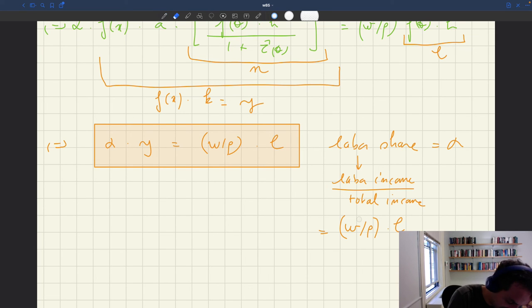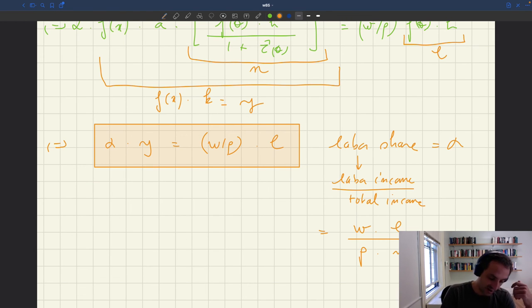Let's think in nominal terms just to bring even more intuition. Labor income is the nominal wage W times L, the number of workers. Total income is P, the price of services, times Y, the number of services. So the labor share is W times L divided by P times Y. This equation says that W L over P Y is equal to alpha. That's what we learn here. This equation, which we obtain by reshuffling labor demand equals labor supply, just says that the labor share is equal to alpha.